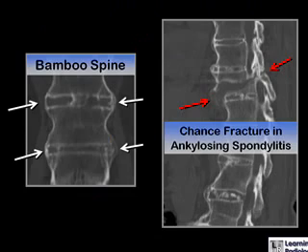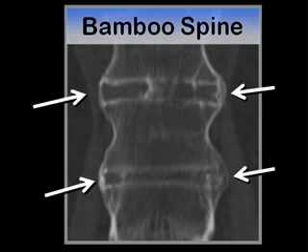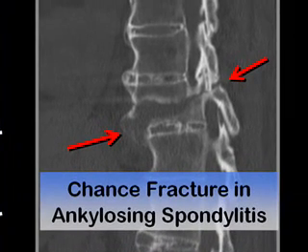This image shows the appearance of the bamboo spine. This is a coronal reconstruction of a CT scan of the lumbar spine, and the white arrows are pointing to the thin syndesmophytes. This image demonstrates a transverse fracture through the posterior elements and the vertebral body, which is a chance fracture in a patient with ankylosing spondylitis. There is sclerosis on either side of the fracture line, and this very well could lead to a pseudarthrosis without operative intervention.